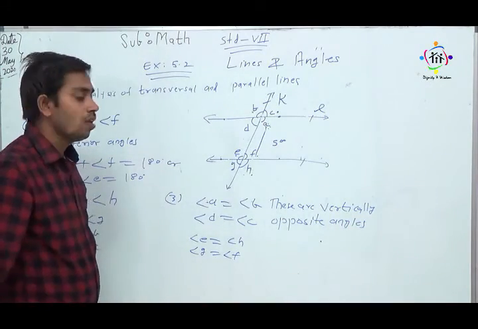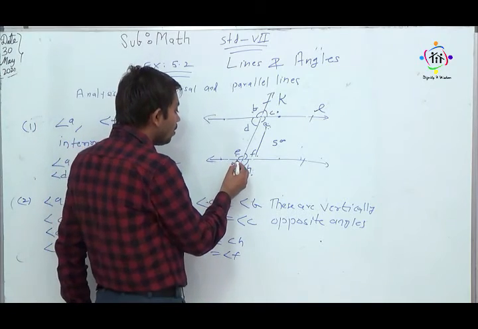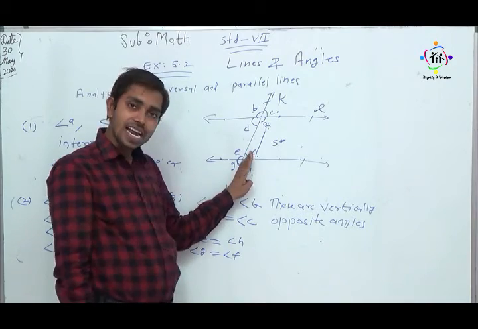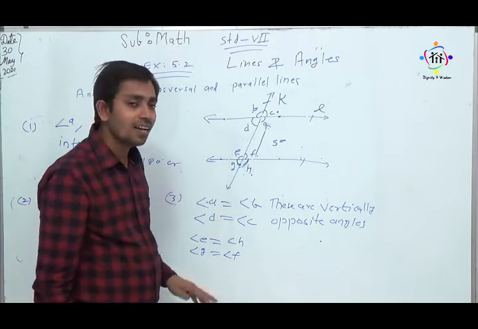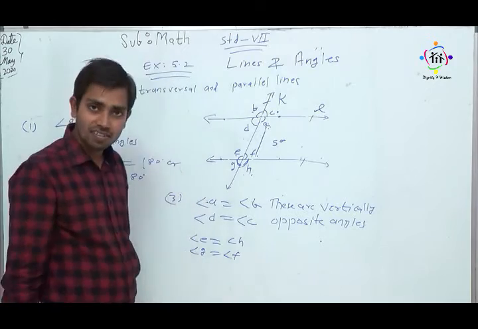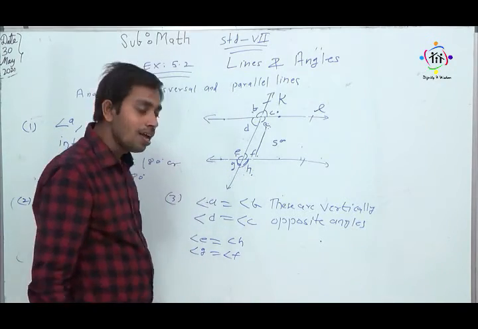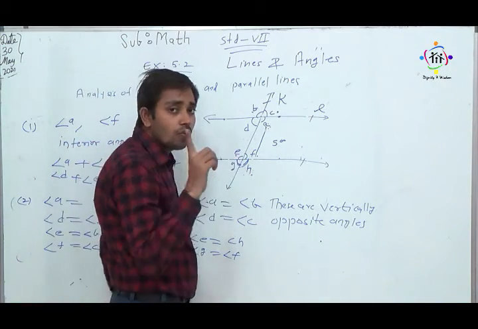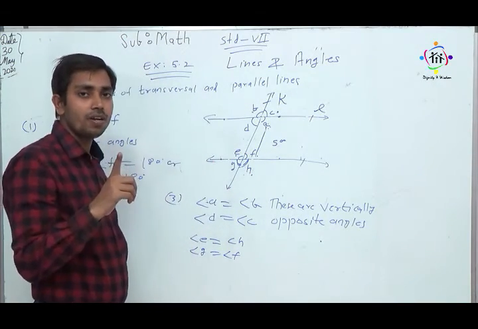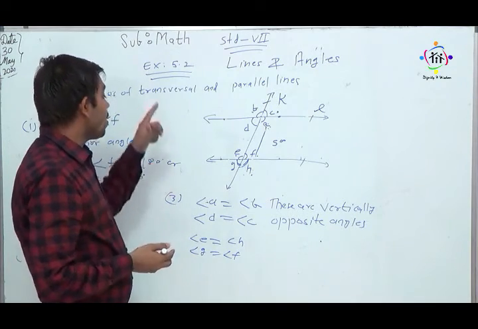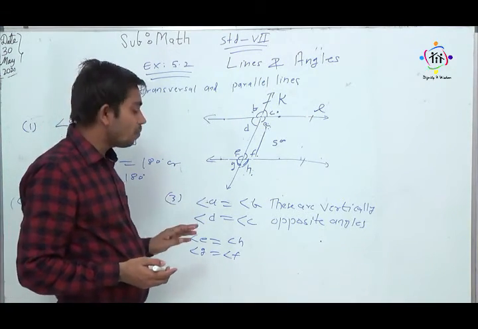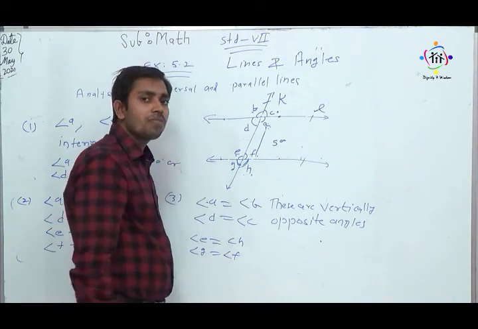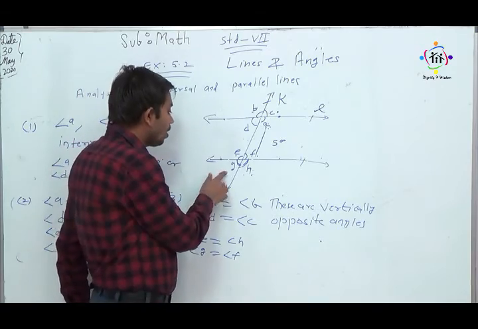Okay, my dear students. Another thing: angles G and H lie on a linear pair, and because of this ray, they form adjacent angles. Angle G and H are adjacent, and therefore the sum of G and H is also 180 degrees. This property is very important when we do exercise 5.2, and therefore I am explaining it, my dear students. So remember that angles G and H form supplementary angles, and these two angles are adjacent.